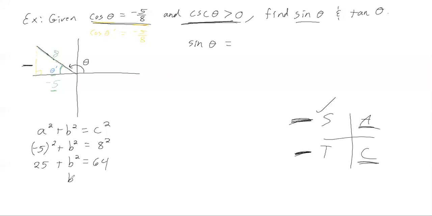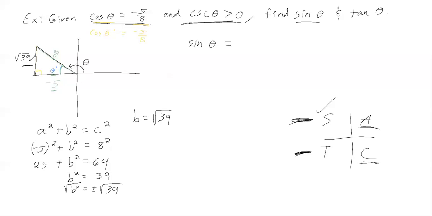I'll get B squared is equal to 39. And if I take the square root of both sides, the square root of B squared is equal to plus or minus the square root of 39. That gives me B is equal to, now B is this length right here. Is that going to be positive or negative there? It's going to be positive. So I'm going to use square root of 39. So we're at the square root of 39.